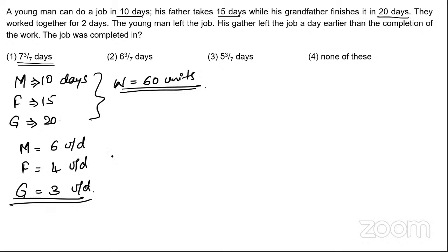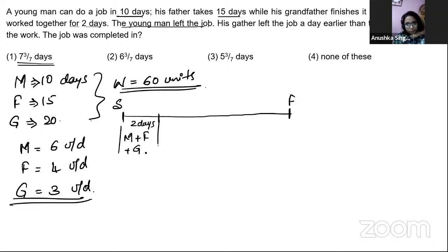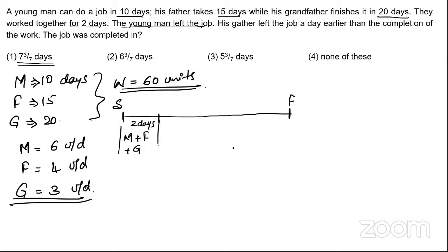Now we got to identify the job. So let's say this is the place when the job begins, and this is the place when the job ends. This is the start of the job and this is the finish line. Now it says, they worked together for 2 days. The young man left the job. So from the start for 2 days, who was working? Man, father, and grandfather. All of you clear till here?